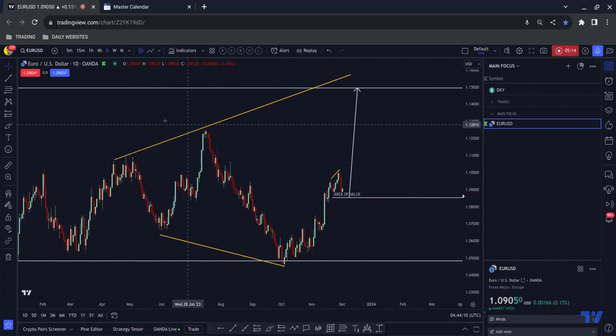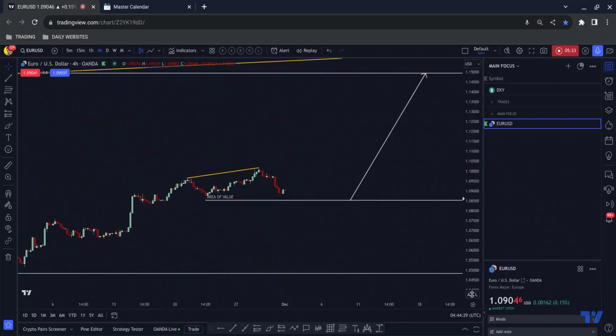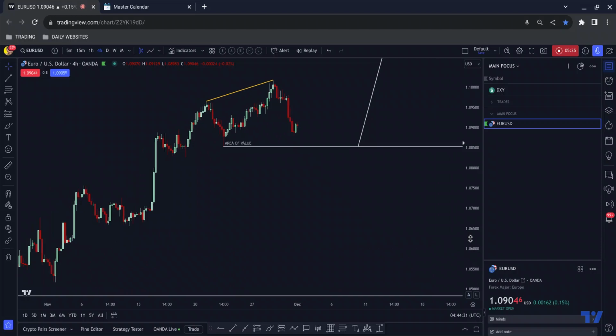Okay, so as we drill down, you can see that we're coming back down into this area of value. Price leaves a footprint. You can see the footprint here that the price left, and you can see that price is coming back down by way of this expanding pattern for potentially a move to the upside. If we just drill down a little bit further, you can see we have this structure here.